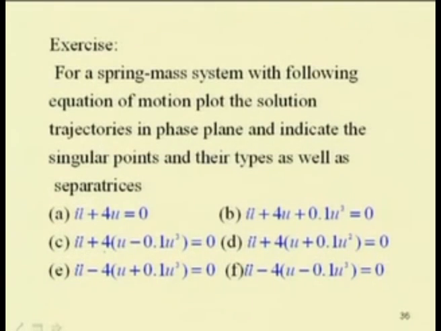In this case, u double dot plus 4 u, you just take minus 0.1 u cubed. This minus term will come when you have a soft spring. In this case also you find the potential well and obtain the response. This is a hard type of spring in which alpha is different, and we have taken a quadratic spring. In the previous case you had a cubic spring, here you have a quadratic spring. Also you find the response.